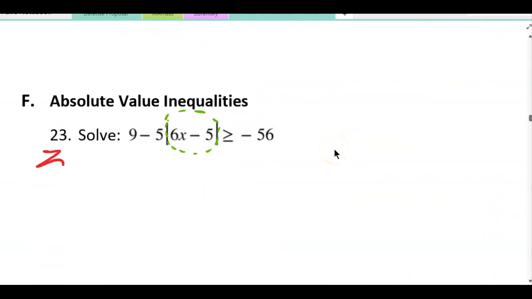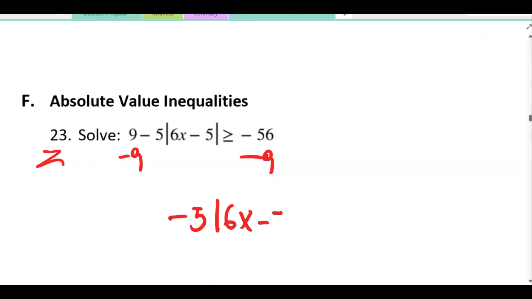Okay, so the next problem I chose from that package, from that document, is absolute value inequalities. So it's the same principle. We have to isolate the absolute value, then we need to deal with it, right? So I'm going to subtract 9, so that will be -5, 6x minus 5 greater than or equal to -65.